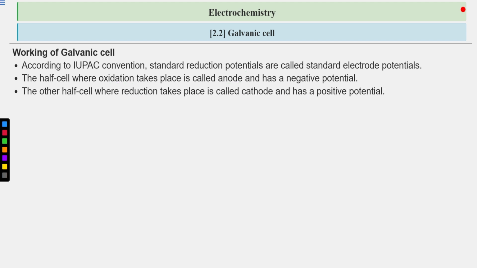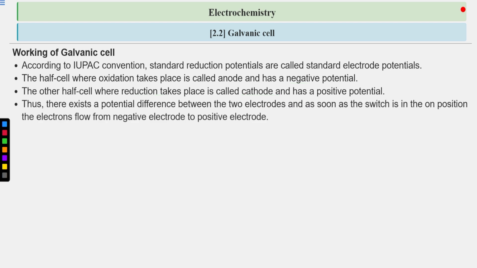The other half cell, where the other process, which is reduction, is taking place, is called the cathode, and it will have a positive potential. Because if the anode has negative potential, the cathode will have positive potential, because two opposite processes are carrying on. Thus, there exists a potential difference between the two electrodes, and as soon as the switch is in the on position, the electrons start to flow from the negative electrode to the positive electrode. That means anode to the cathode. So this is how the galvanic cell will work.